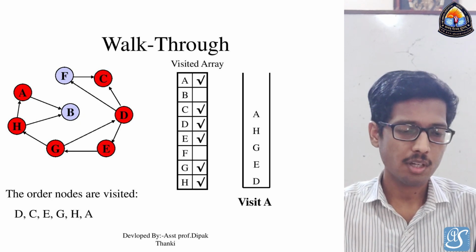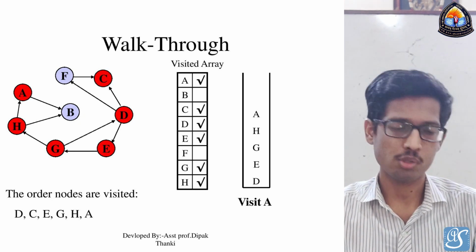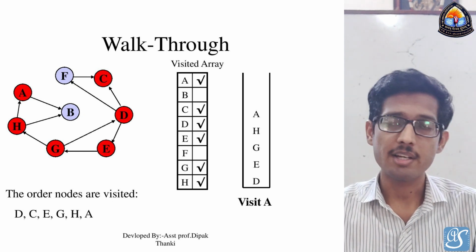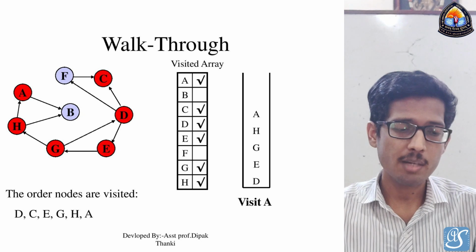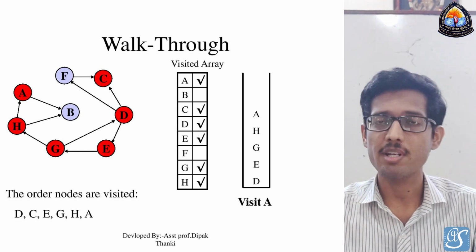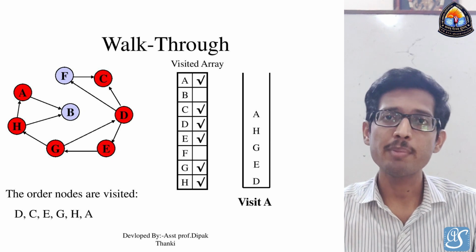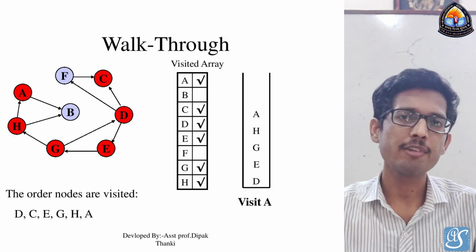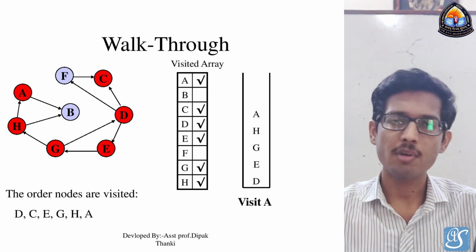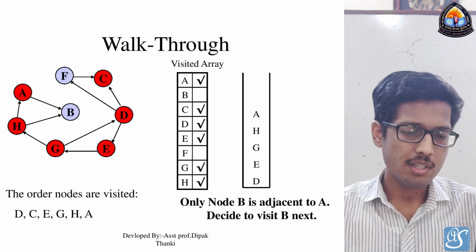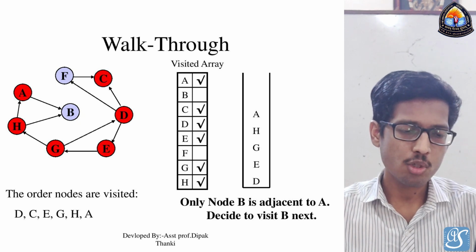Now our order continues with a repeating process. You have to continuously check, trace, repeat. It is a repeated process, a sequence of several statements which might be repeated until some condition is met or fulfilled and we get the desired output. Now next, we will see only node B is adjacent to A.